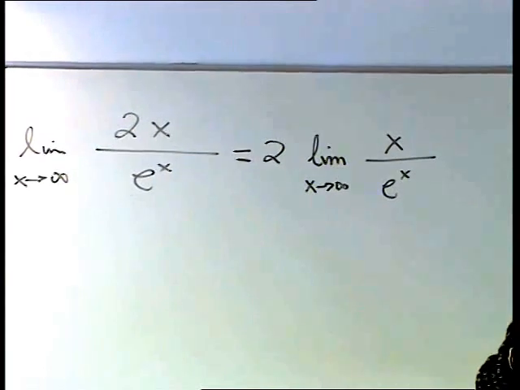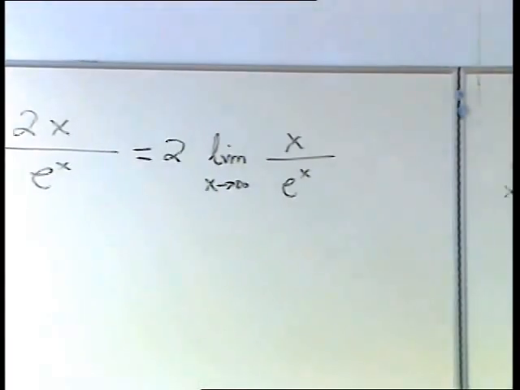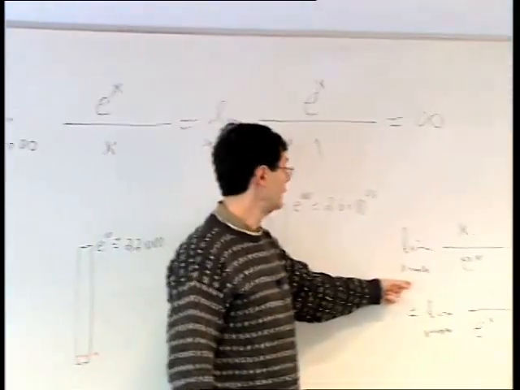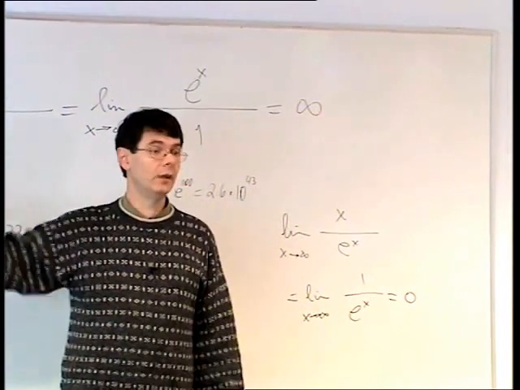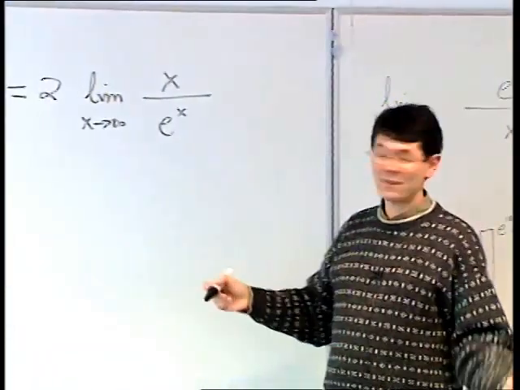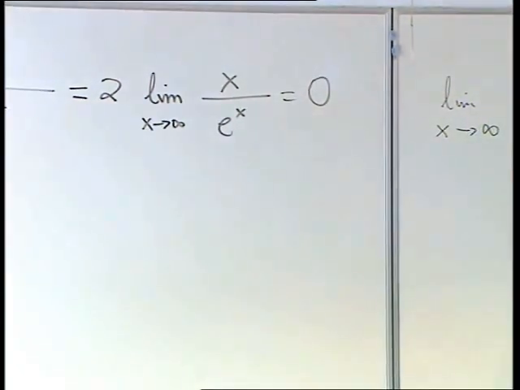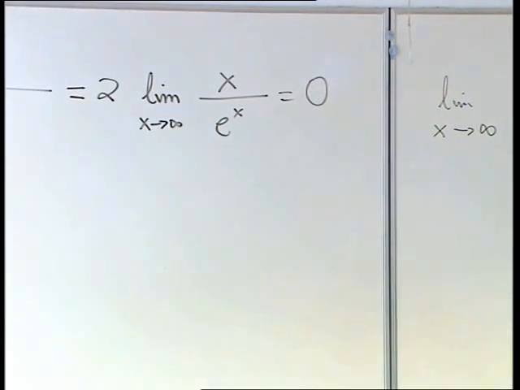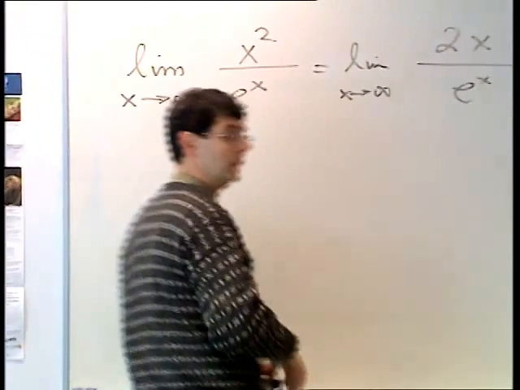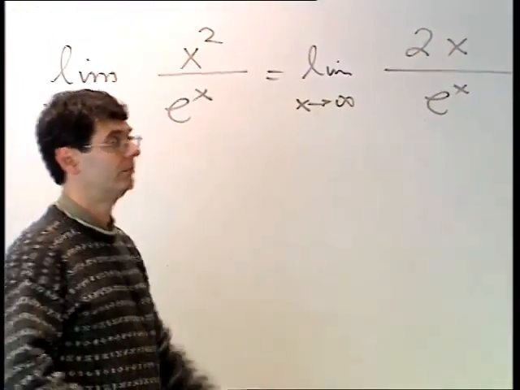And now you have two options. You either do L'Hopital again, or you remember that you did it a moment ago. So this is going to be 2 times 0. 2 times infinity is infinity. 2 times 0 is also 0. There you go. And the conclusion is that, yeah, okay, x squared grows to infinity, but e to the x still grows to infinity faster.